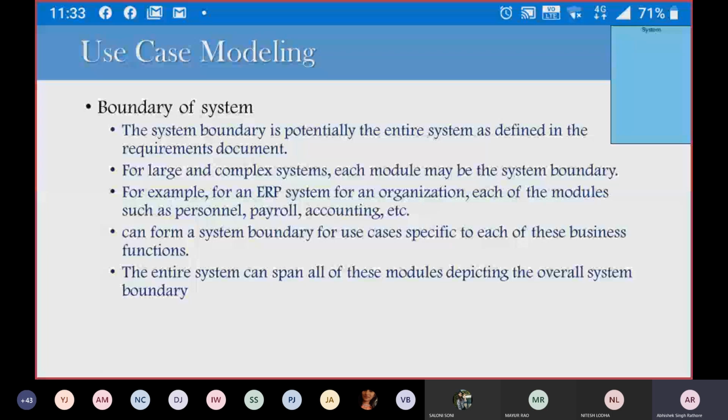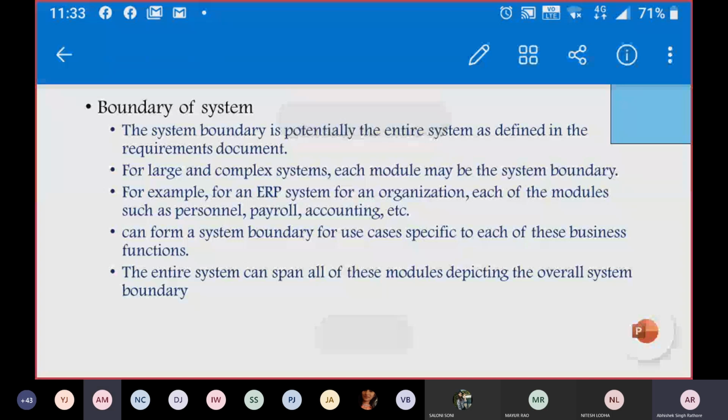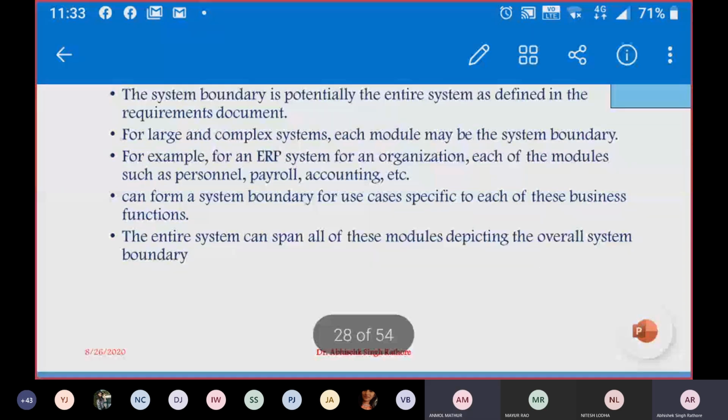As a teacher, I have a boundary: I can take attendance, I can submit marks, but I don't have permission for payroll, accounting, or the fees section, and so on. So we have to identify the boundaries. Then we ask questions.